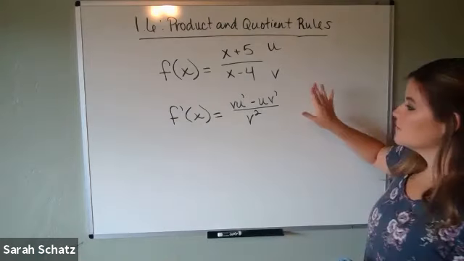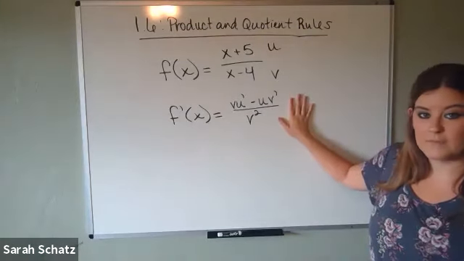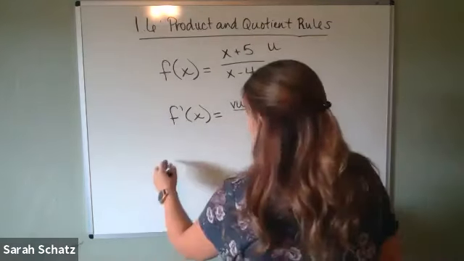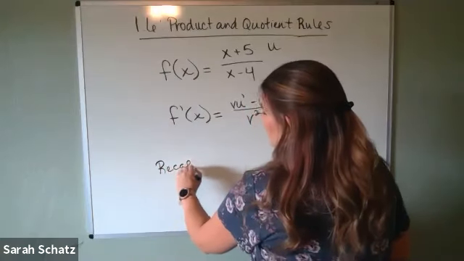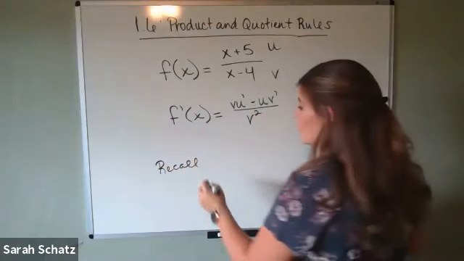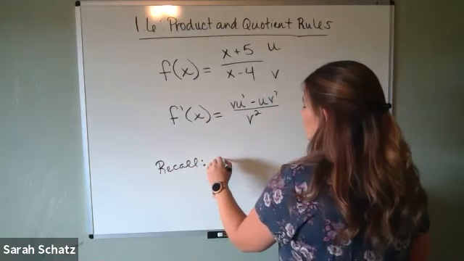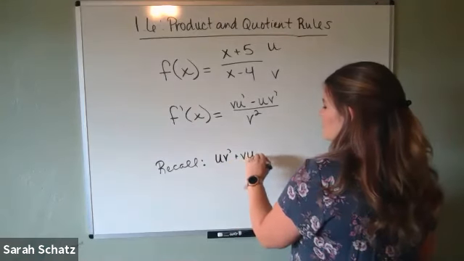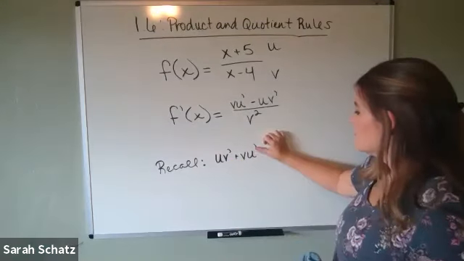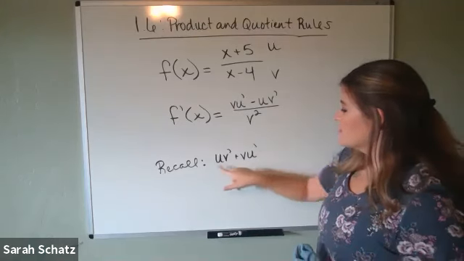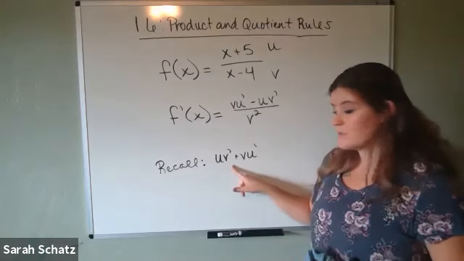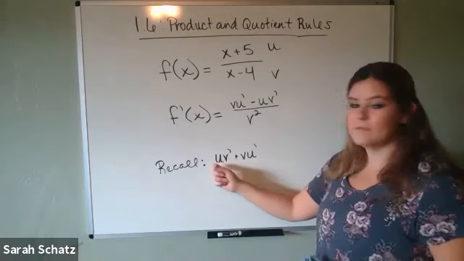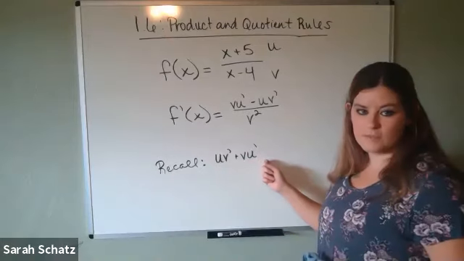Now, I want to be very clear about something in this. Remember the product rule? Let's recall. The top of this looks a lot like the product rule. Remember the product rule, though, was u dv plus v du. Now, here's the thing about the product rule. It doesn't matter which of these terms comes first or second because there's a plus in between. This is just the way we always write it. We always do u dv and then v du.